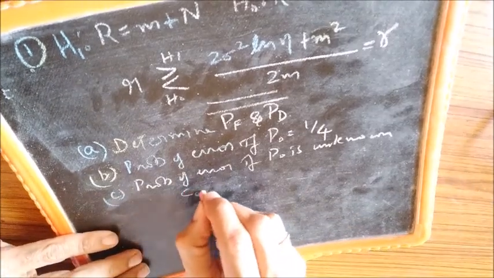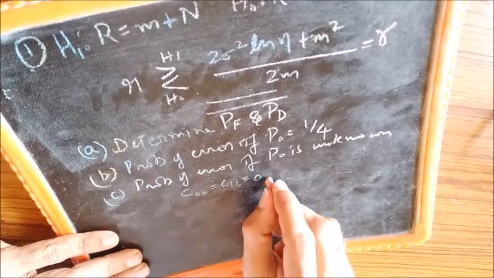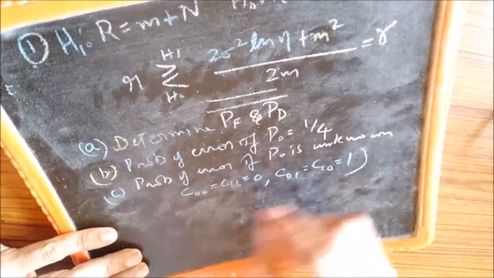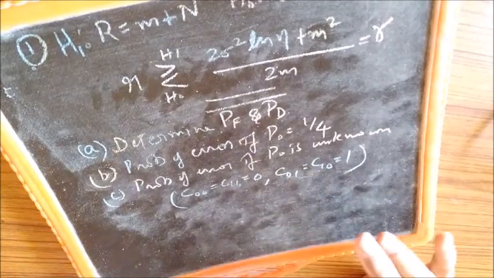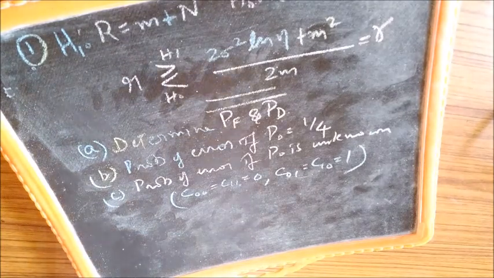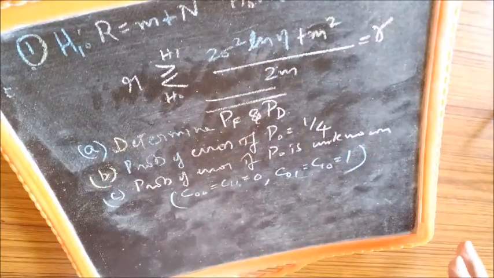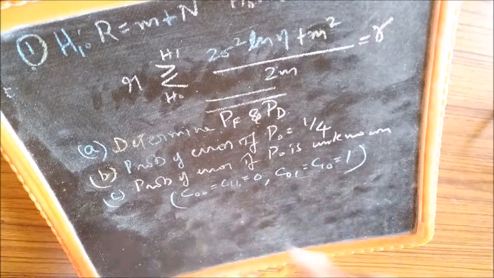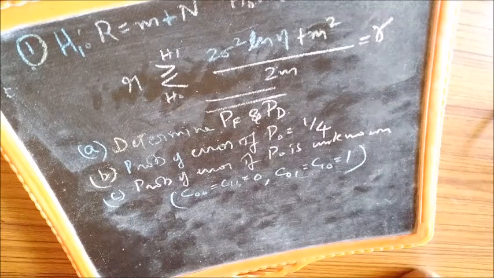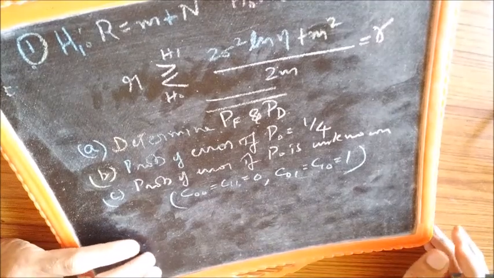And of course, we are told that C00 is equal to C11 is equal to 0, that is, no cost for correct decision. And C01 is equal to C10 is equal to 1. That means the cost for a wrong decision, be it a false alarm or a miss, is 1. So this is the problem statement. In fact, this is what we have done earlier, so I will not go through it again. Because we are told that N is Gaussian distributed with zero mean and variance sigma square, we can do it. You can refer to the previous solved example videos to see how it is done.